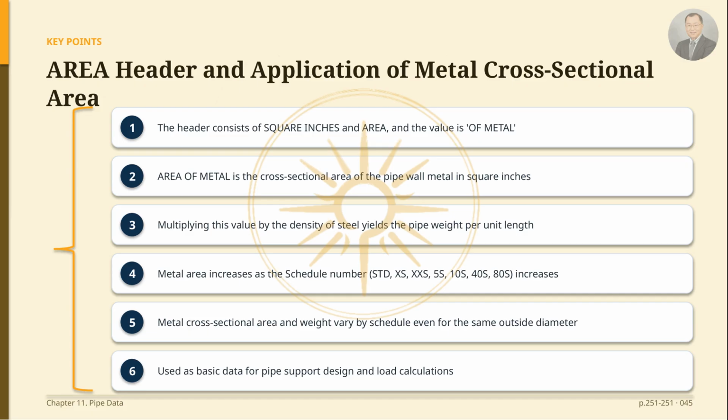One point to note is that as the schedule numbers, such as standard, extra strong, double extra strong, and 5S, 10S, 40S, 80S, increase, the pipe wall becomes thicker, and the metal cross-sectional area increases accordingly. Therefore, even for the same outside diameter, the metal cross-sectional area and weight vary by schedule, so this value is used as basic data for pipe support design and load calculations.